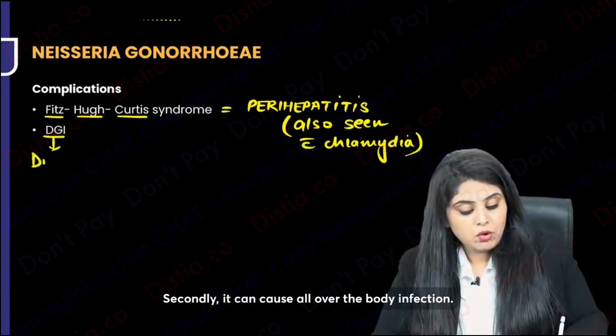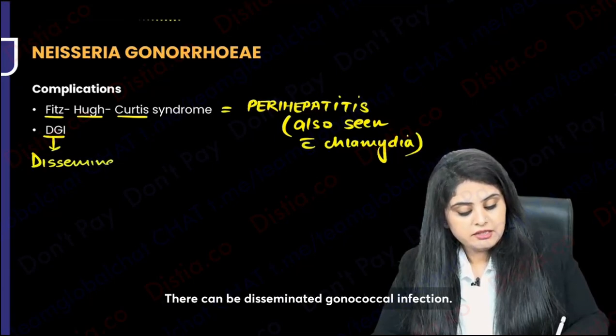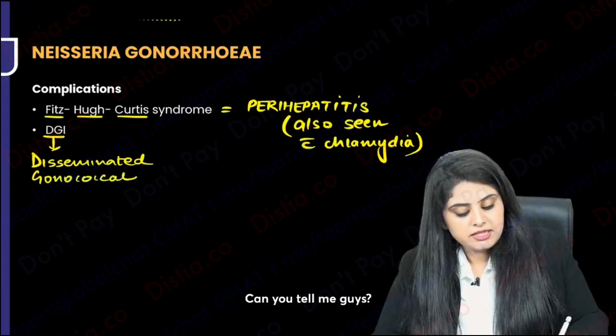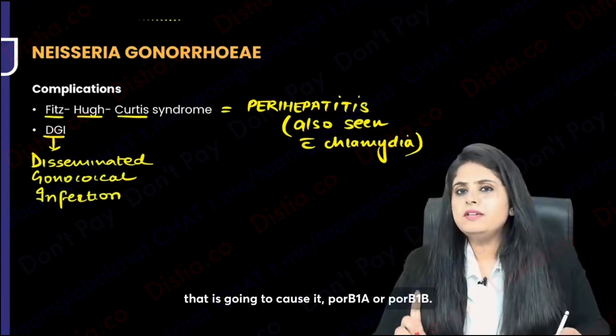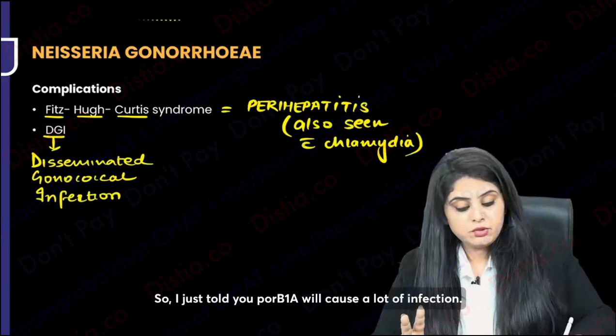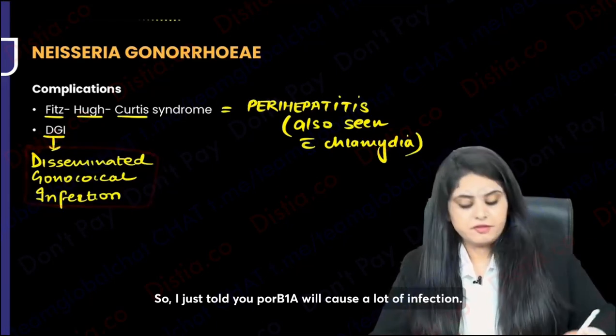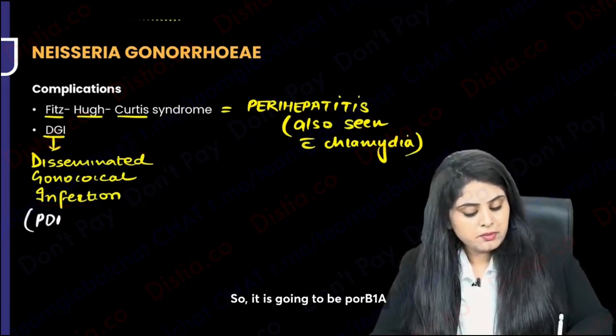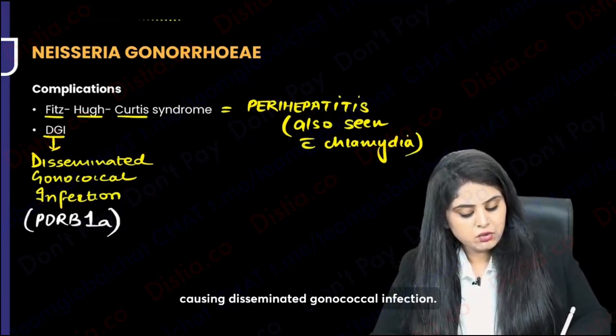Secondly, it can cause all over the body infection. There can be disseminated gonococcal infection. Can you tell me, guys, I have taught you which is the protein that is going to cause it. Por B1A or Por B1B? So I just told you Por B1A will cause a lot of infection. So it is going to be Por B1A causing disseminated gonococcal infection.